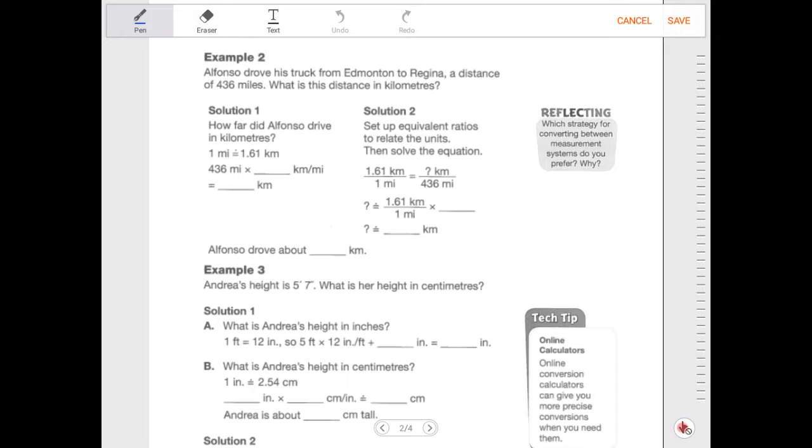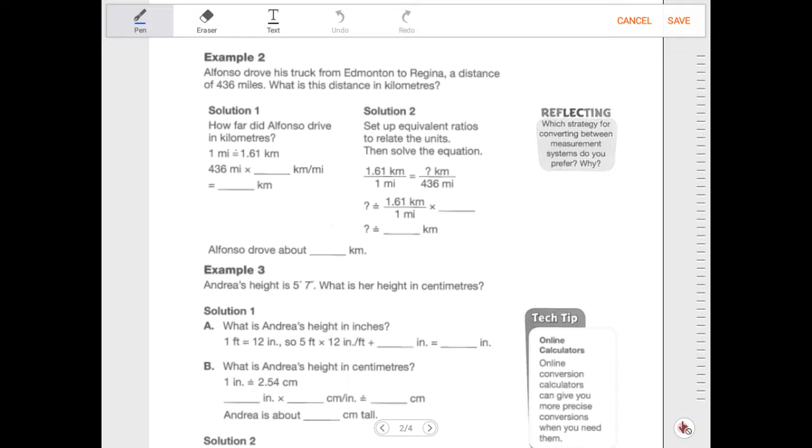And since I don't know you and I'm not sitting there, I don't know the best way for you. So hopefully you can see these 2 solutions. You can say, well, I like that one a little bit better, and maybe it'll work for you. Okay? So here's our example. A person drove their truck from Edmonton to Regina, a distance of 436 miles. What is this distance in kilometers? Basically, all we want to do here is put miles into kilometers. And there's 2 ways of doing this. So I'll show you number 1.